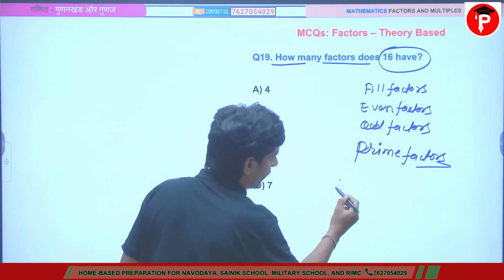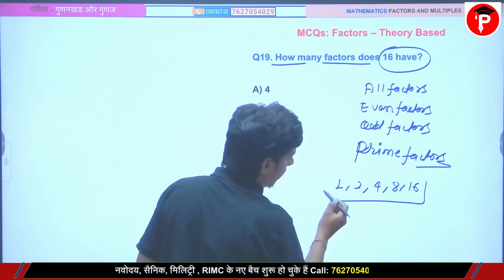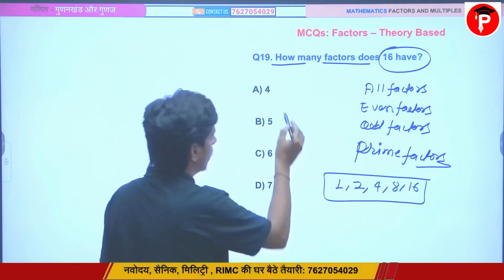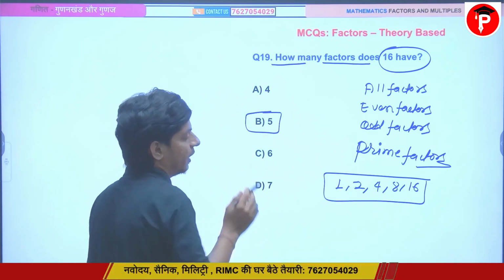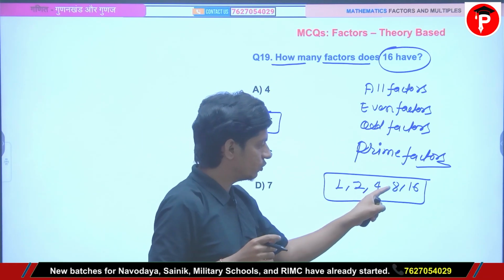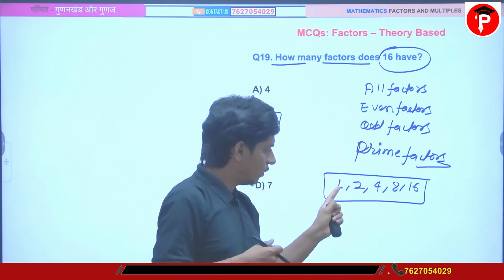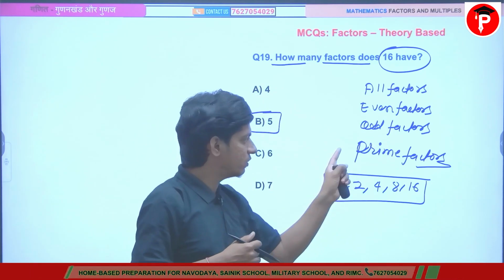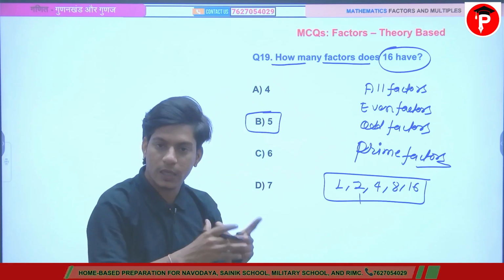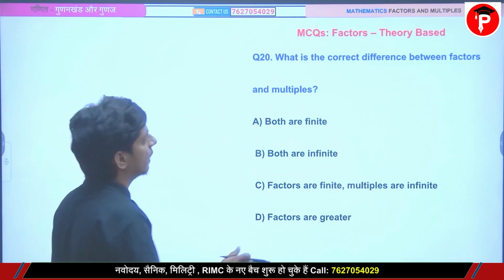The factors of 16 are 1, 2, 4, 8 and 16. How many factors? 1, 2, 3, 4, 5. Okay, 5. If the question asks about even factors, then 2, 4, 8, 16, so 4 even factors. If the question says odd factors, only 1 is an odd factor. If the question says prime factors, the only prime factor is 2. That depends upon the given question's demand. So always read the question while you are solving this type of question.